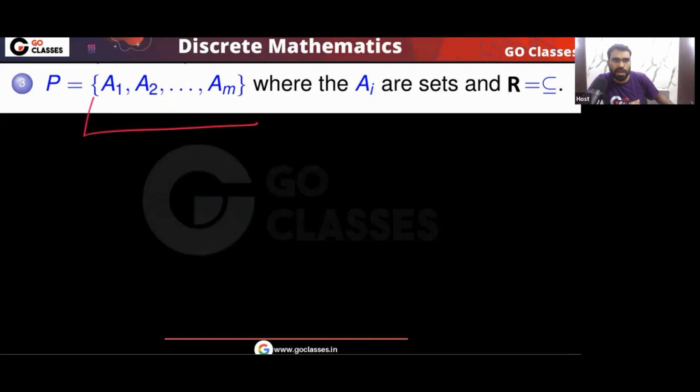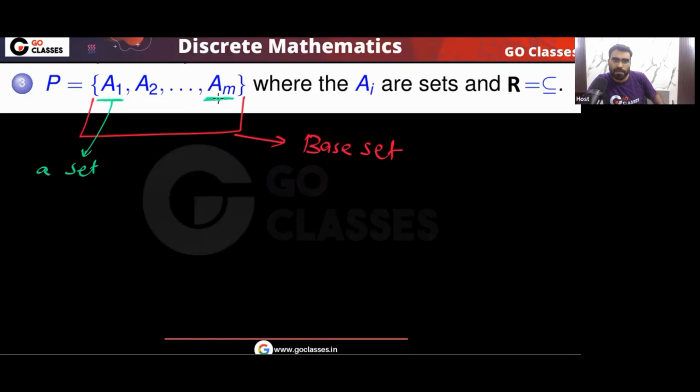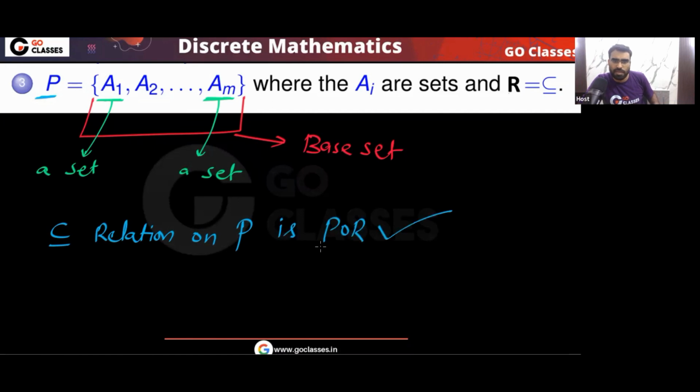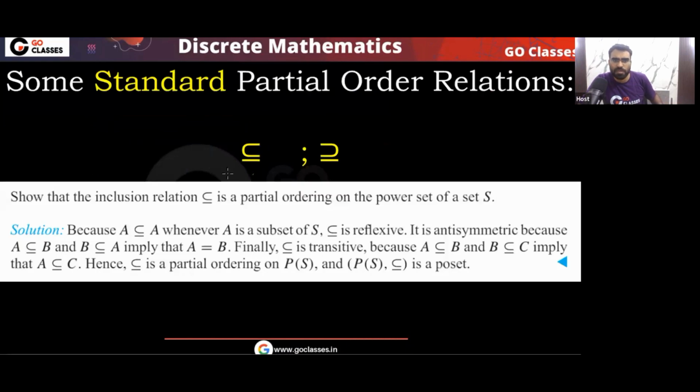Remember, if you have any collection of sets, is this point clear? This is your base set, which is a collection of sets. Each element is a set. In this situation, the subset relation on this P is a partial order relation. That will always be a partial order relation. Is this clear? Very simple point. So you can easily see that these relations are partial order relations. I hope these points are clear.